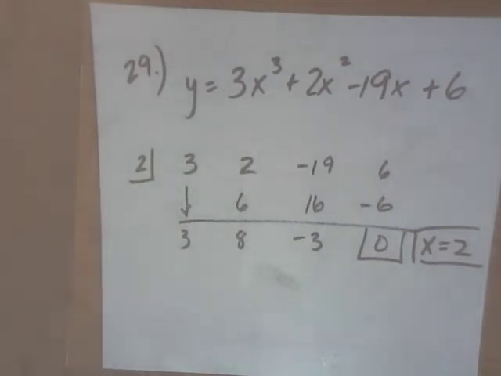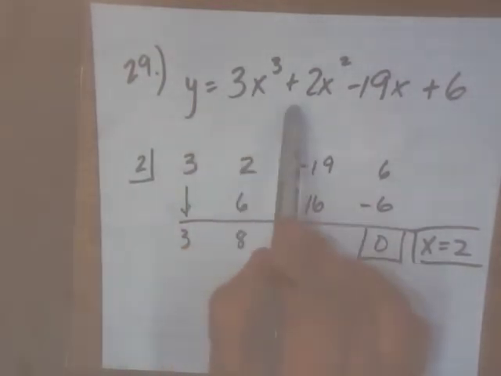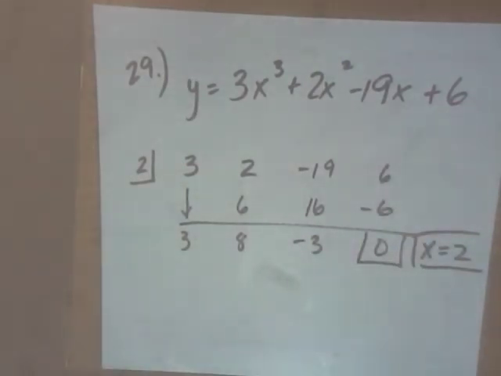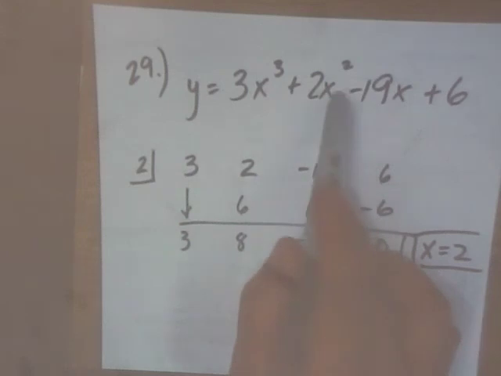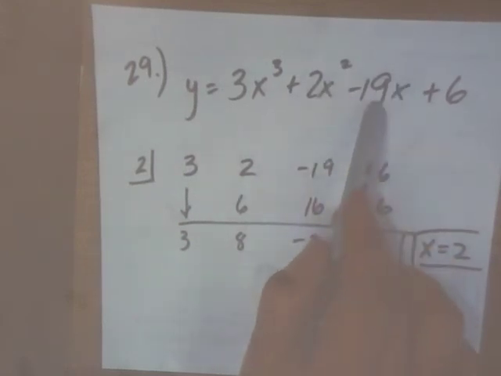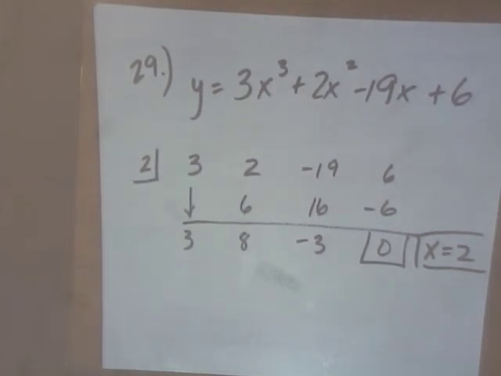Okay, I know 1 won't work because I added up the coefficients and did not get 0. 3 plus 2 minus 19 plus 6 is not 0. So I know 1 won't work. The test for -1: you have to change the sign of the odd exponents. So make that a -3, and make that a positive 19, because x is the first power. Then add them up. If you get 0, -1 will work.